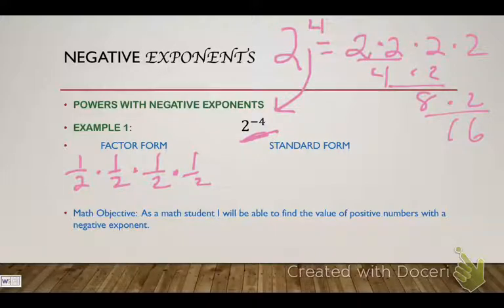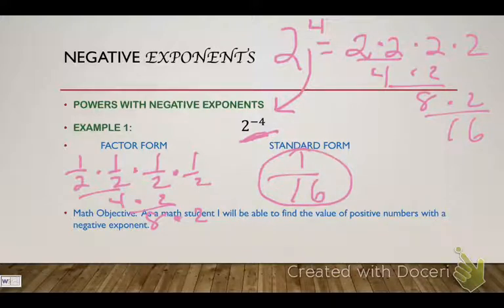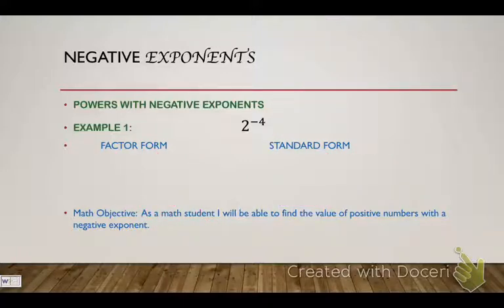Now hopefully you know what 1 times 1 times 1 times 1 is, right? And 2 times 2 is 4, times 2 is 8, times 2 is 16. The answer for this in standard form is 1/16. See? The reciprocal. All right? These 2's are reciprocals of the 1/2. Remember, when you're dividing by 2, you can also multiply by 1/2. That's what I'm trying to say. Okay? Again, if you don't understand something, ask.